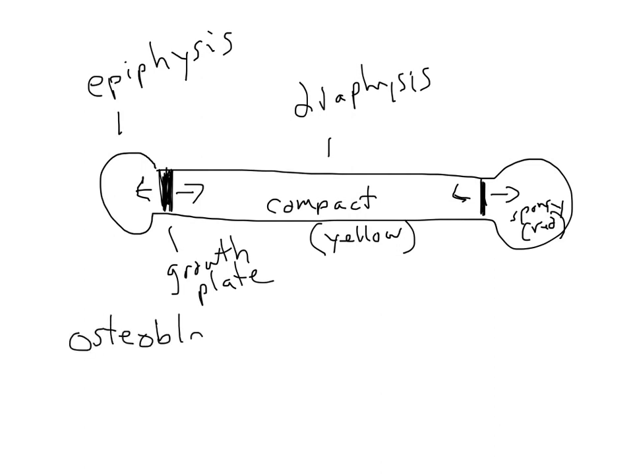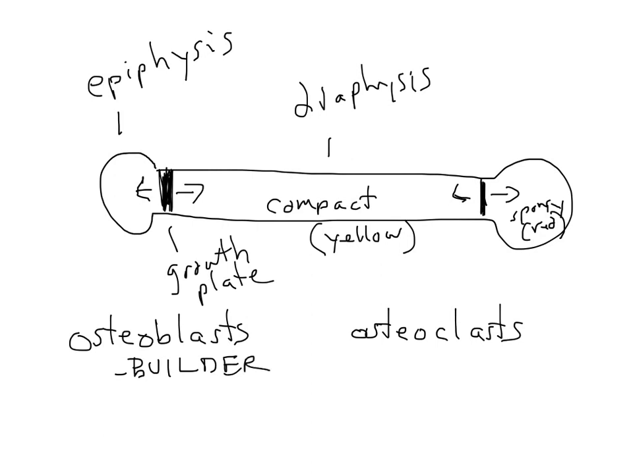You should know the difference between osteoblasts and osteoclasts. Osteoblasts are your bone builders. They build up bone. Osteoclasts are your bone breakers. They leach calcium out of the bone, for example, if it's needed for muscle contraction.